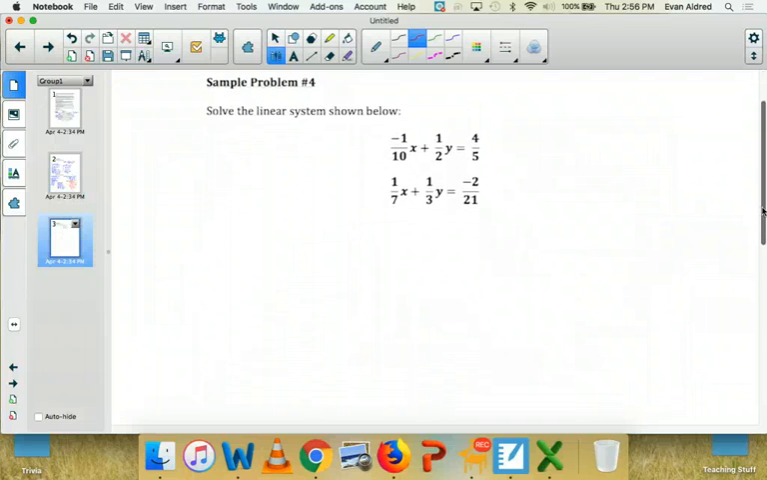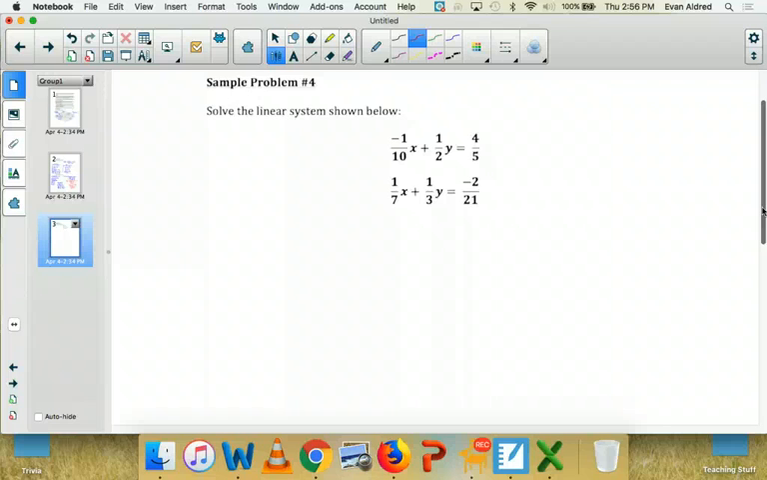So sample problem number 4 has another complicator. So we're still going to solve this using substitution, but this one looks way worse than the other ones because this one has fractions. Every value is a fraction, in fact. So that doesn't change how we're going to solve it. It just delays how we're going to solve it, because the first thing we need to do is we need to get rid of the fractions. That will make our lives way easier. So let's get rid of these fractions.